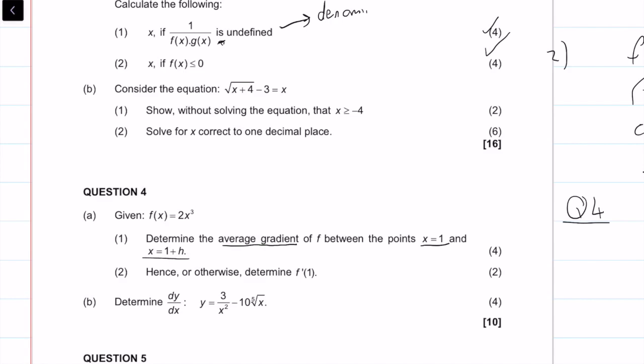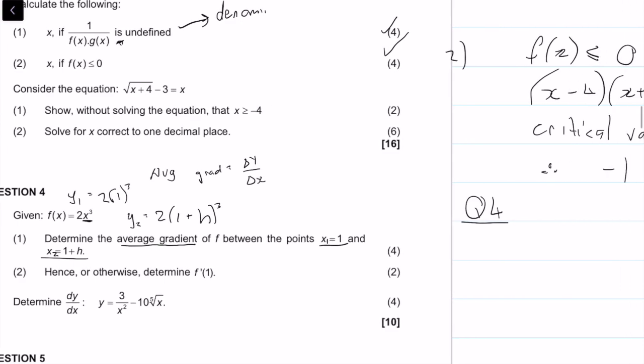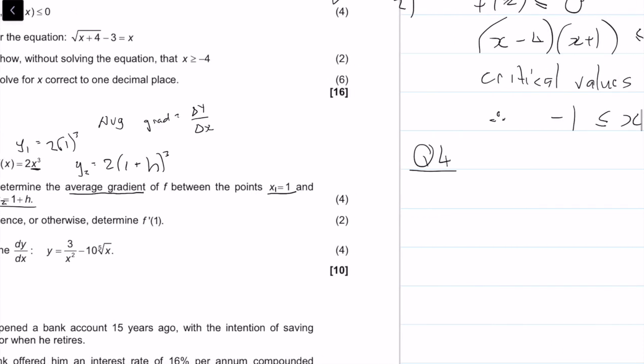Okay, so remember, just from like grade 8 maths, we know that the average gradient is equal to change in y over change in x, and they've given us two x coordinates. So this is going to be x1 and this is going to be x2. Now to get the y coordinates, we just plug x into that equation and we get y1 and y2. So y1 would equal 2 times 1 cubed, and y2 is equal to 2 times, where we see an x, we input 1 plus h, cubed. Okay, so that's the gist of the question, so let's actually attempt it.